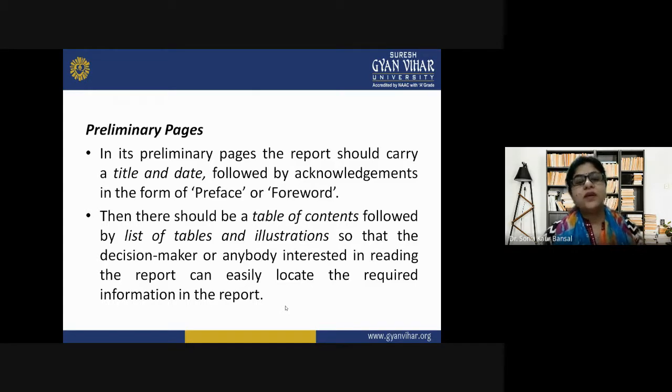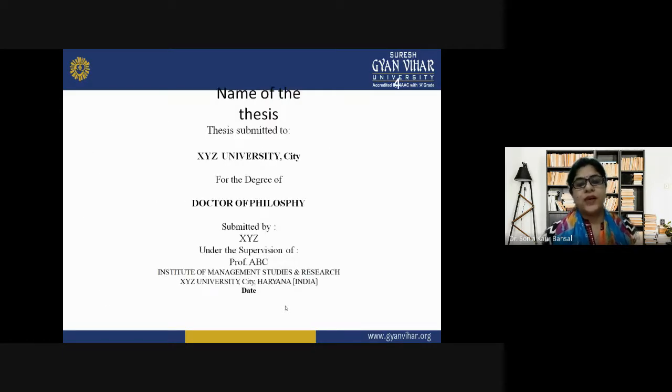Then there should be a table of contents followed by a list of tables and illustrations, so that the decision maker or anybody interested in reading the report can easily locate the required information in the report. So this is how it is done.